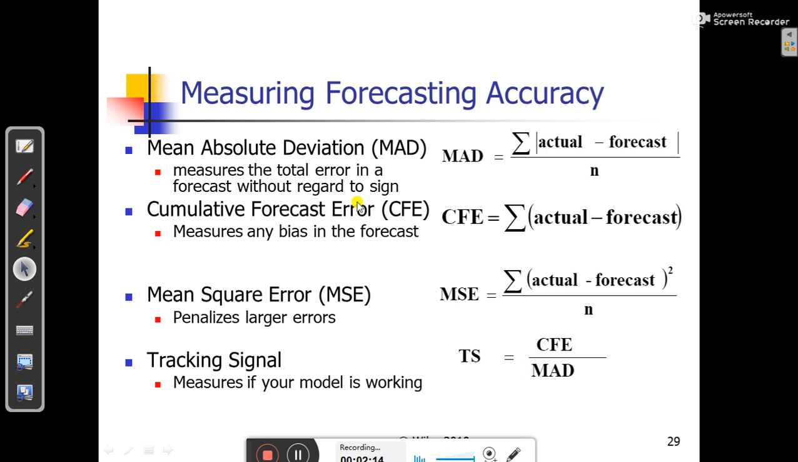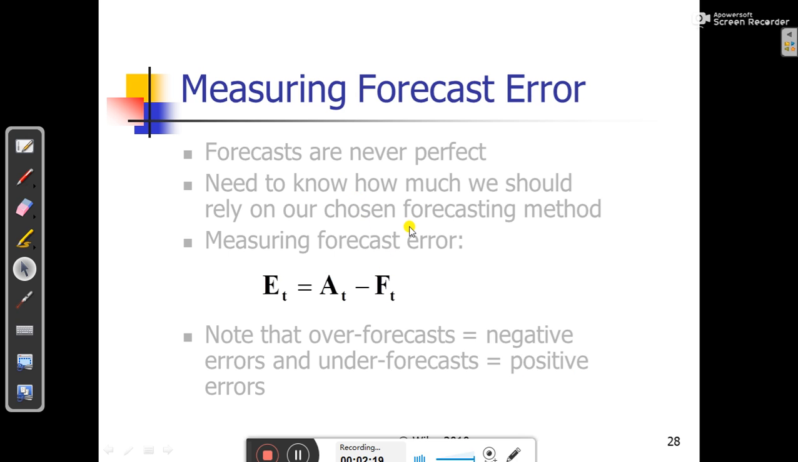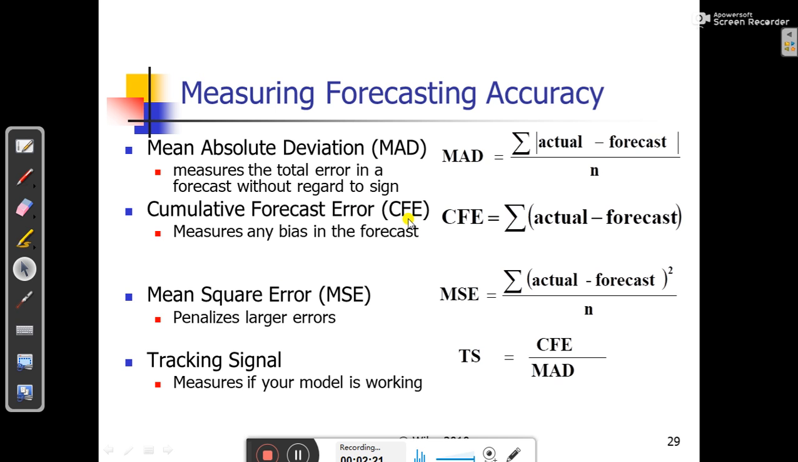There are other methods also to find the accuracy. This is just error, where we measure the forecasting error. There are other techniques to measure the error or accuracy. Those are mean absolute deviation, or MAD, cumulative forecast error, CFE, mean square error, MSE, and tracking signal.